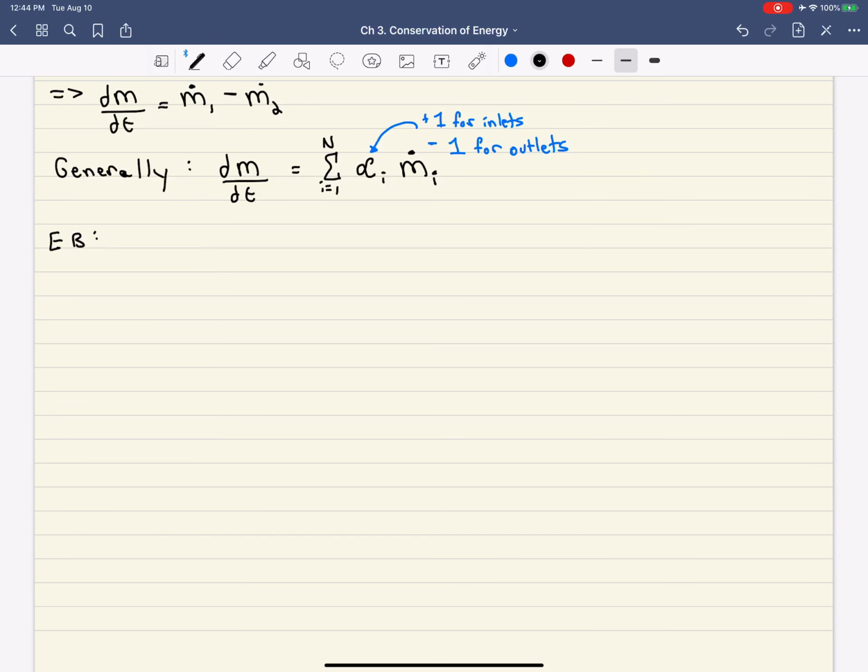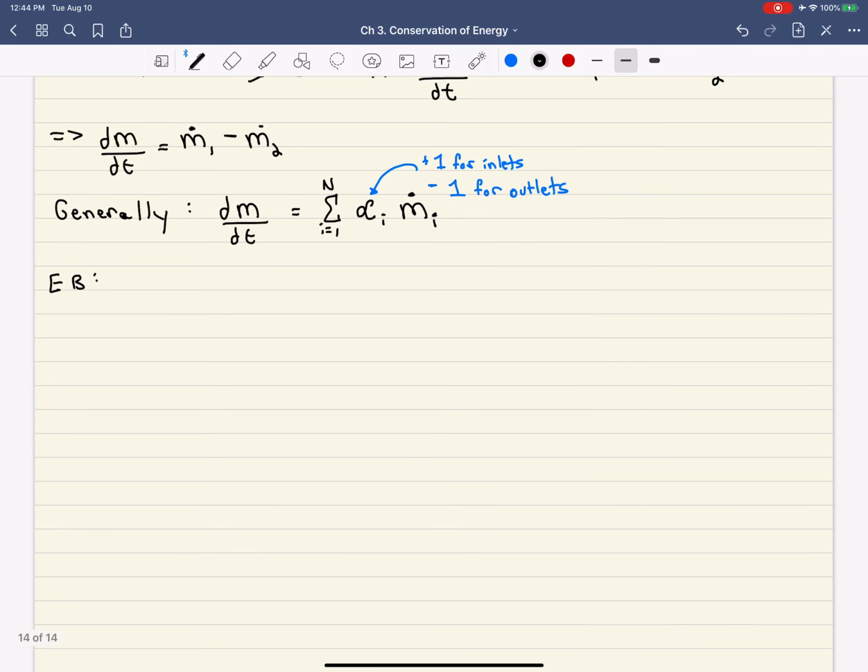And since we saw from the material balance we're dealing with a dm/dt, or the mass balance in a rate form, what we could do with the energy balance is start with our rate form. So let's use the rate form of the energy balance. And so in that rate form, we have dE/dt is equal to Q dot plus W dot, right? And so that's what we had before.